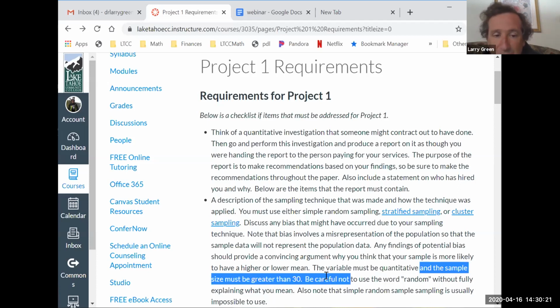Okay, the sample size must be greater than 30. We will learn in a couple of weeks why 30 is really important. Right now, you just gotta trust me that that's an important number. So you must have more than 30. All right, because here's what you're not allowed to do. You're not allowed to break the law. So you can't touch anybody. Do you know why?